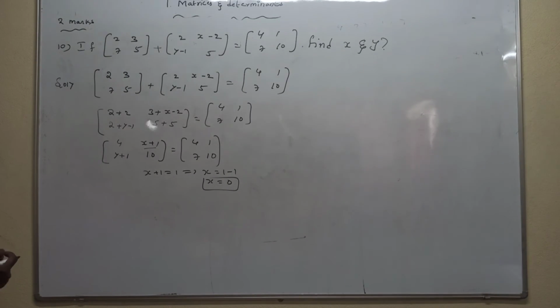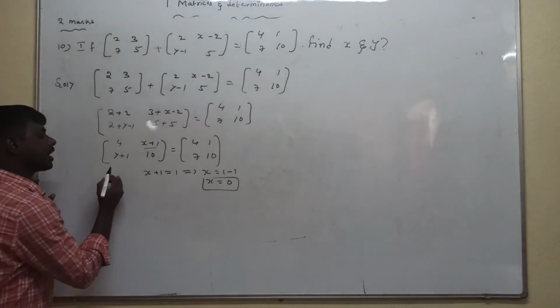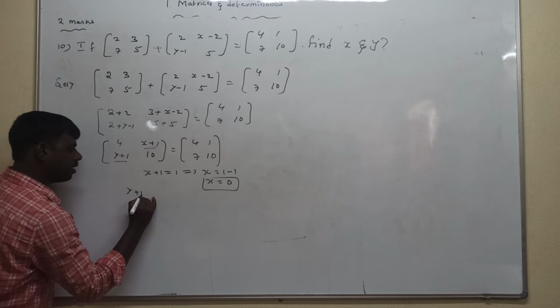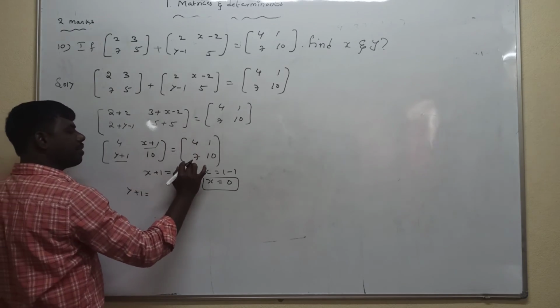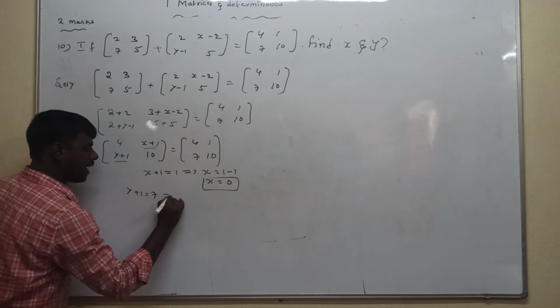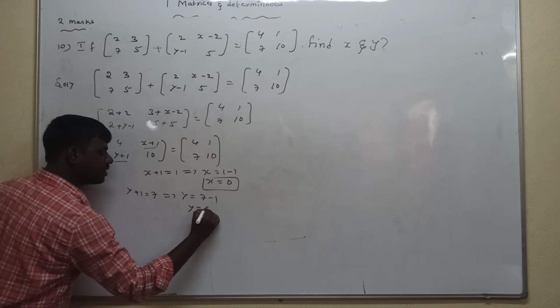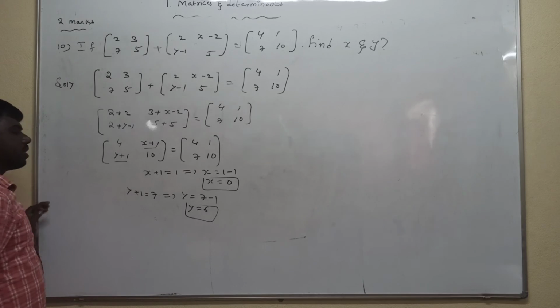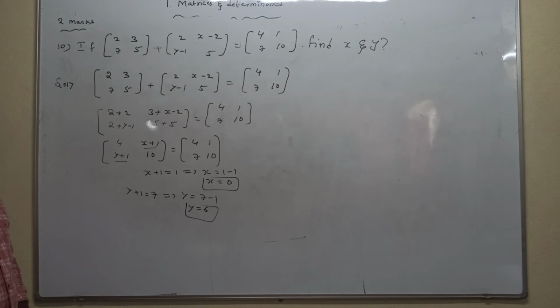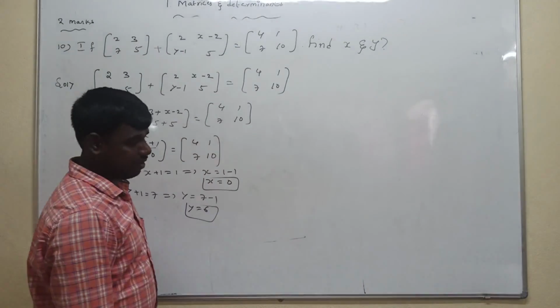Next find the y value. On the left hand side the second row first element is y plus 1, which is equal to the second row element, which is 7. Taking plus 1 to the right hand side, 7 minus 1, so y is equal to 6. This is the required solution for the 10th one, the x value and y value.